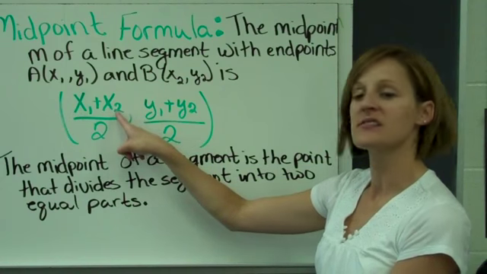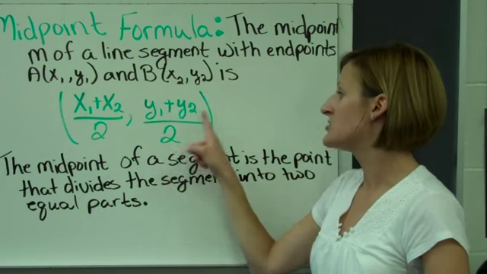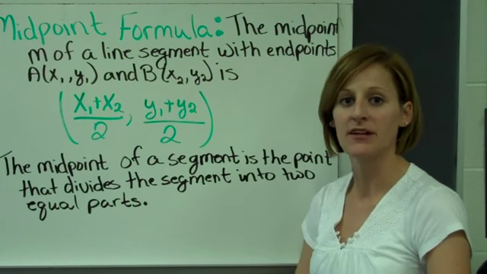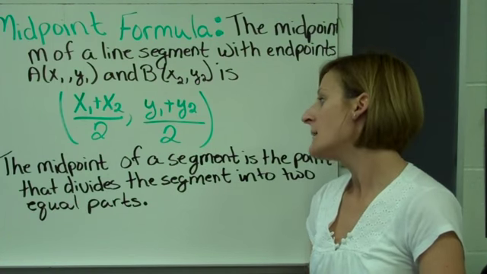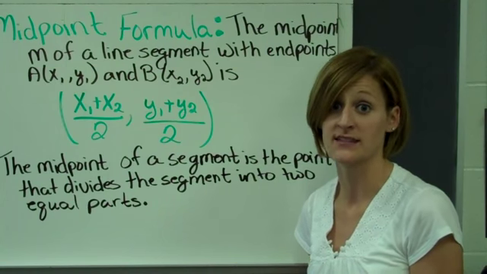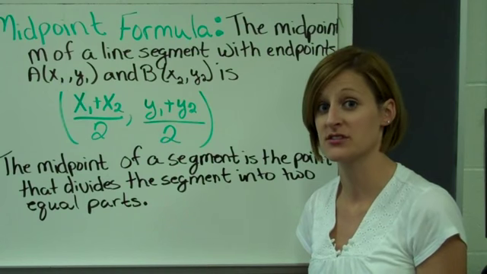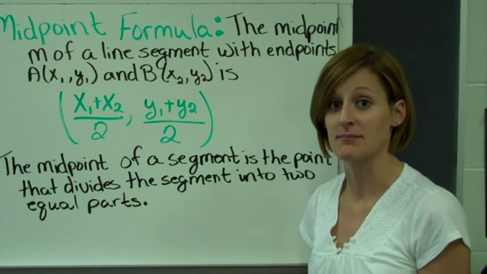So we're going to add the two x's together, divide by 2. There's your x coordinate. Add the two y's together, divide by 2. There's your y coordinate. Basically, the midpoint of a segment is the halfway point on that segment. It's going to divide your segment into 2 equal parts. So each side is going to be the same distance.